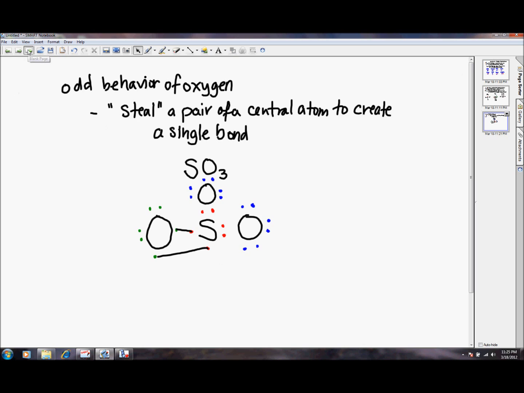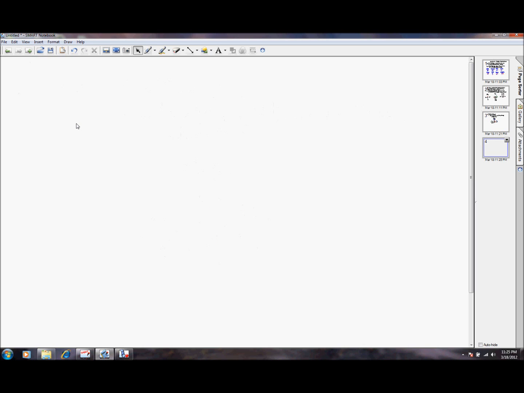Alright, so now we're going to move on, and we're going to talk about polyatomic ions. Now you may ask yourself, what the heck is a polyatomic ion? Well, the word poly means many. So these are ions that are actually created by atoms that are covalently bonded to each other.